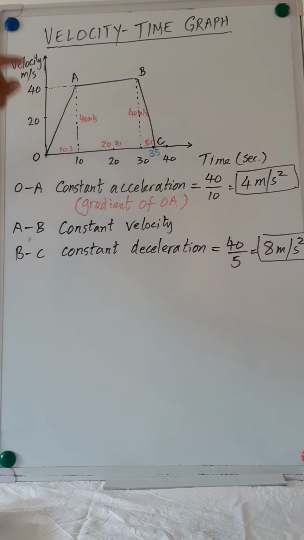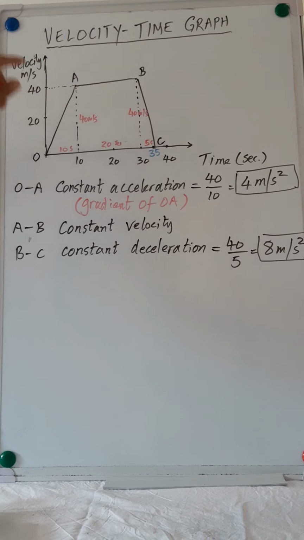Now the distance traveled is given by the area under the velocity time graph. So from O to A, we say distance equals area A.